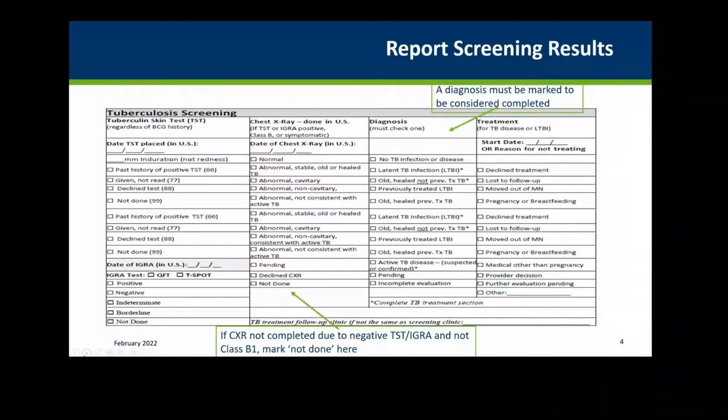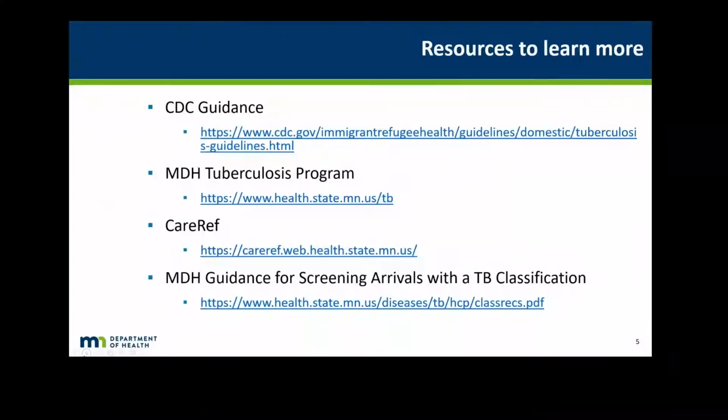As part of the paperwork for the refugee health assessment that is submitted to the Refugee Health Program, there is a section where domestic TB screening results can be recorded. Please make sure this section is being filled out appropriately. Chest X-ray status must be marked to be considered complete, and a diagnosis must be marked to be considered complete. If you're interested in learning more, please look at the full screening guidance and other resources outlined in this page.